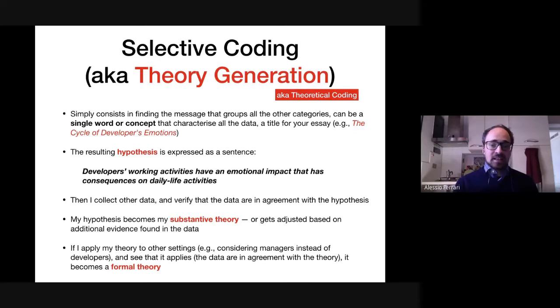Then I collect other data and verify that the data are in agreement with my hypothesis. So I do what we call theoretical sampling. And at this point, my hypothesis becomes a substantive theory, or gets adjusted based on additional evidence found in the data. So if I have verified my theory, validated against new data, I have reached saturation for this phase, and I can consider this stage as a substantive theory.